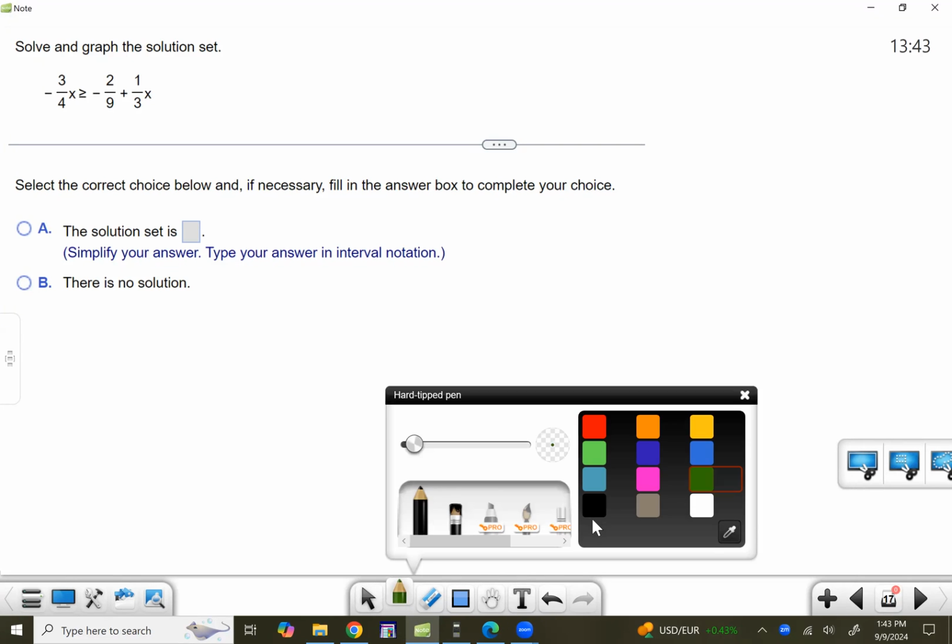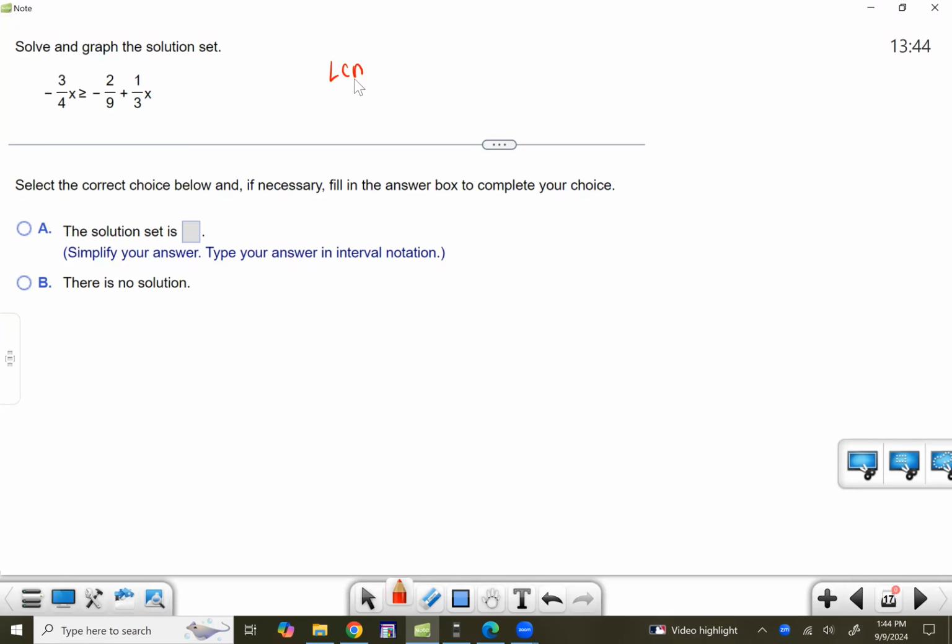All right, let's take a look at number 4. So on number 4, we're going to have to multiply by the LCD to eliminate the fractions if we want to make this a little bit easier. We could solve it with fractions, that'd be fine, but you do have a lot of work you'd have to do. All right, so the LCD.